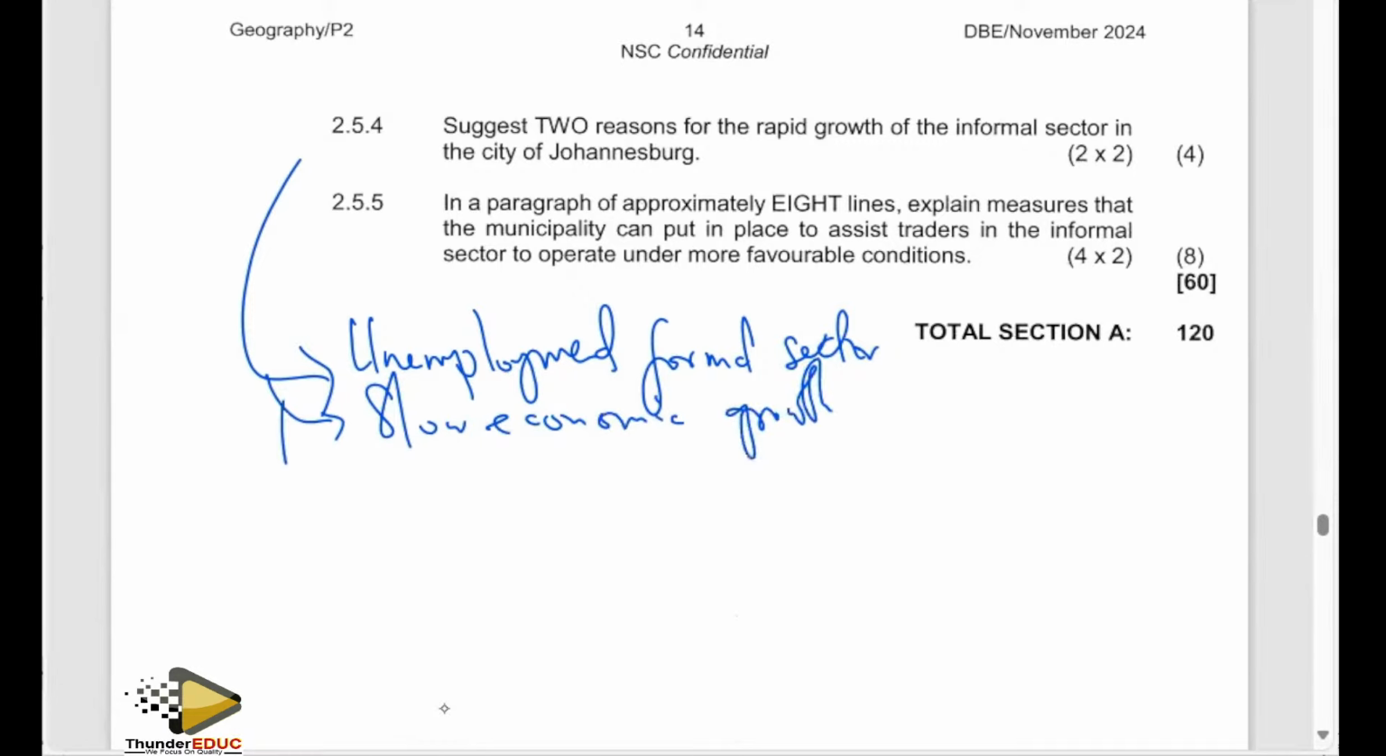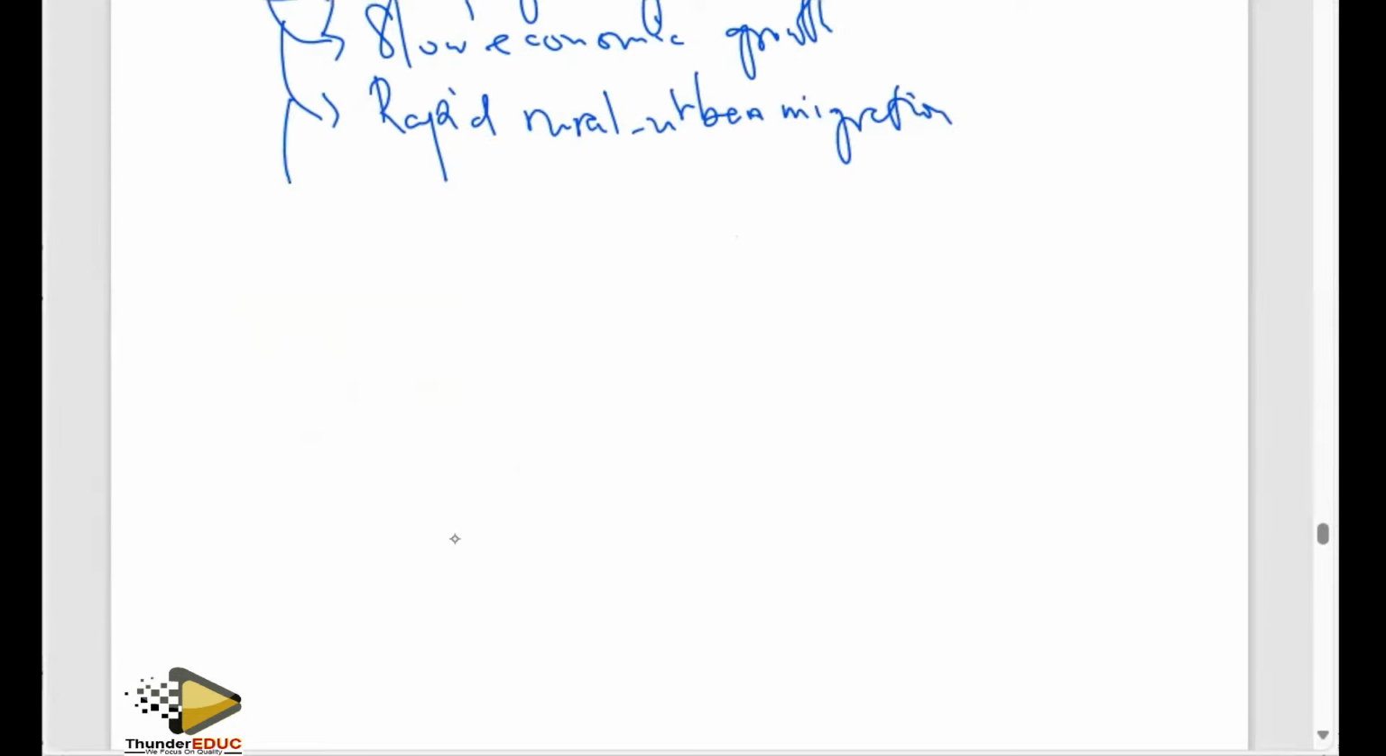The economy is not growing at a pace which allows for the absorption of all people into economic activities. So people will end up engaging in the informal sector. Then you can also give rapid rural-urban migration. It's also another reason. So many people migrating from rural areas into cities and towns has also contributed towards the informal sector getting filled up with people. And also you can talk of lack of skills.